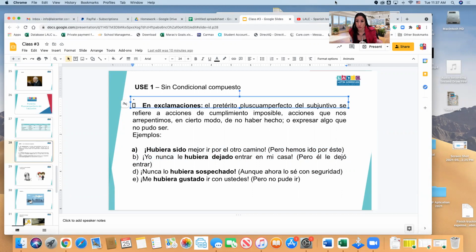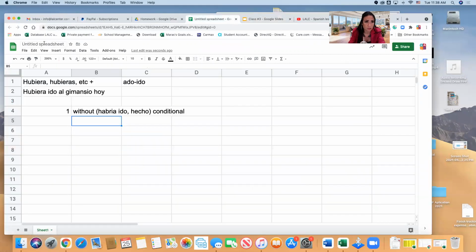You don't use haya ido al gimnasio in this case. Haya ido comes with another expression behind it. You can use it by yourself, it helps you. So hubiera, por ejemplo, ido al gimnasio hoy. That could be a use. This is called, I hate the name, Pretérito Pluscuamperfecto del Subjuntivo.